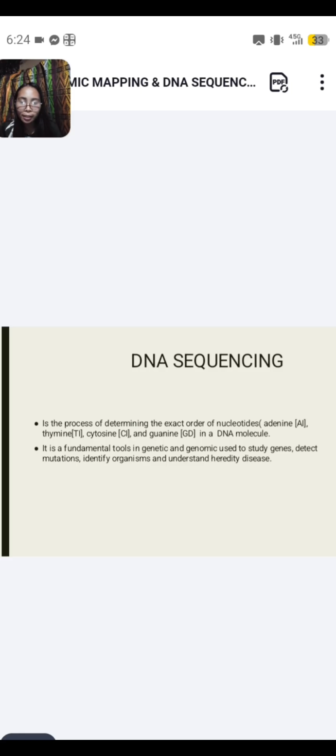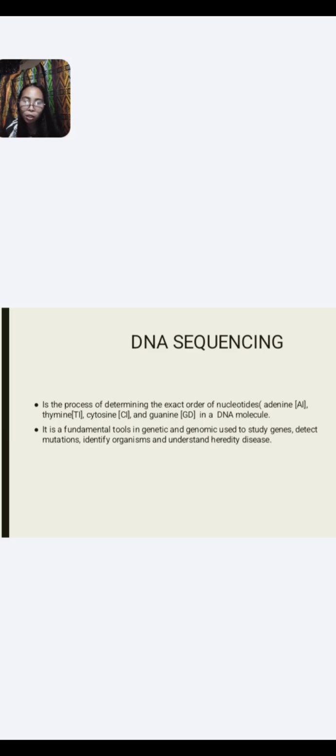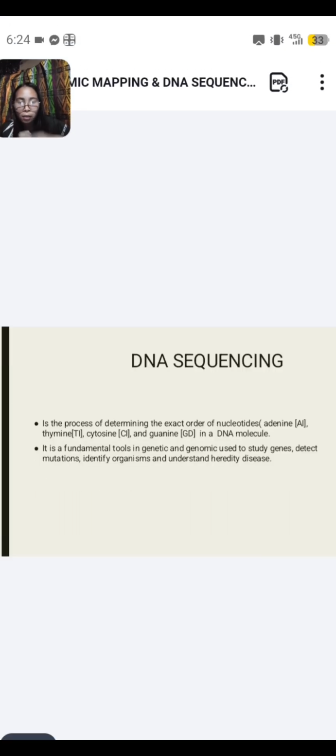It is a fundamental tool in genetics and genomics used to study genes. DNA sequencing is one of the tools to identify the genetic and genomic information, and to study genes, detect mutations, identify organisms, and understand hereditary diseases.